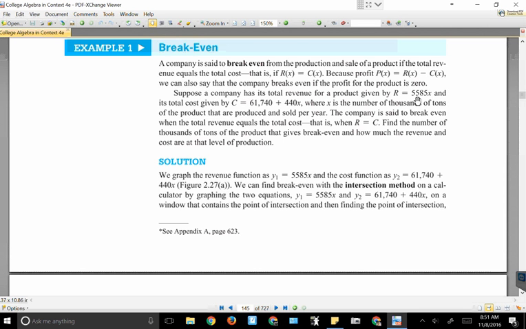So this is what they make in revenue when they sell a particular unit. Over here, this is what the cost of that particular unit is. Now you'll notice that there's a rather large number here and a small number here for the cost of each unit. Well, that's 61,000.